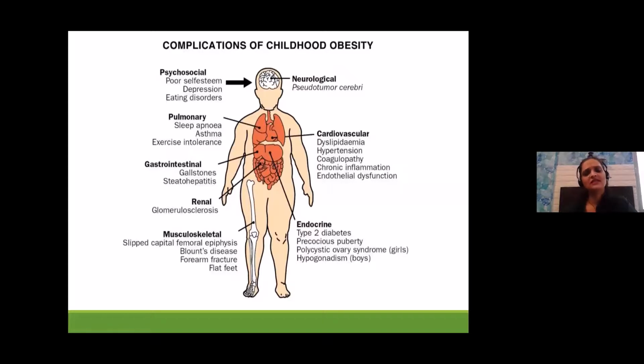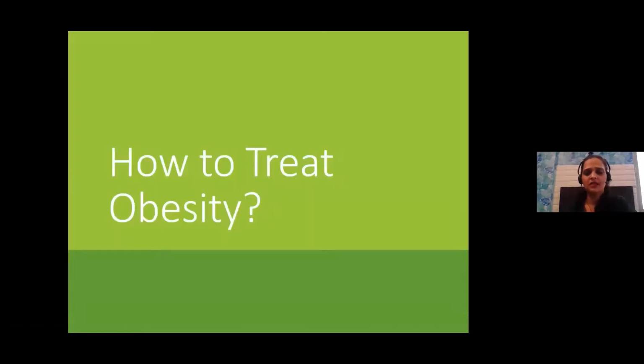Cardiovascular diseases: there is dyslipidemia that is seen in children, hypertension, coagulopathy, chronic inflammation, and endothelial dysfunction. There are renal impacts, musculoskeletal impacts, improper bone formation, endocrine disorders like type 2 diabetes, precocious puberty, polycystic ovary syndrome in girls, and hypogonadism in boys. How do we treat obesity, since the magnitude is so high now?